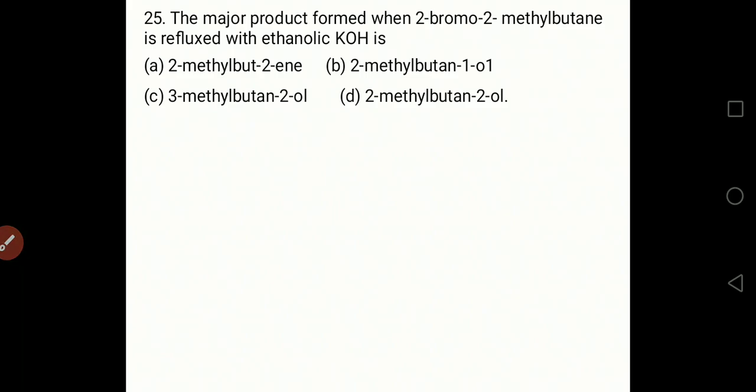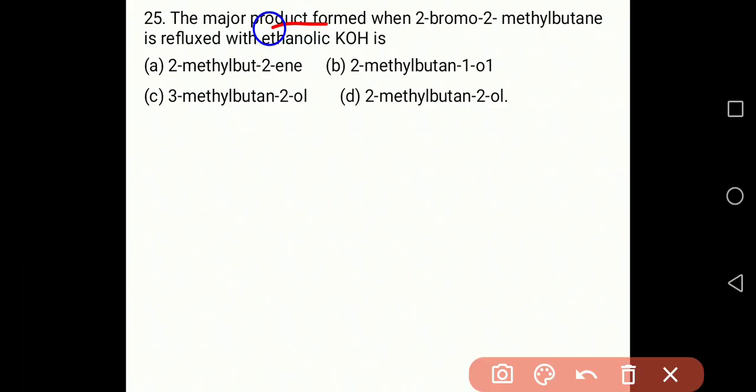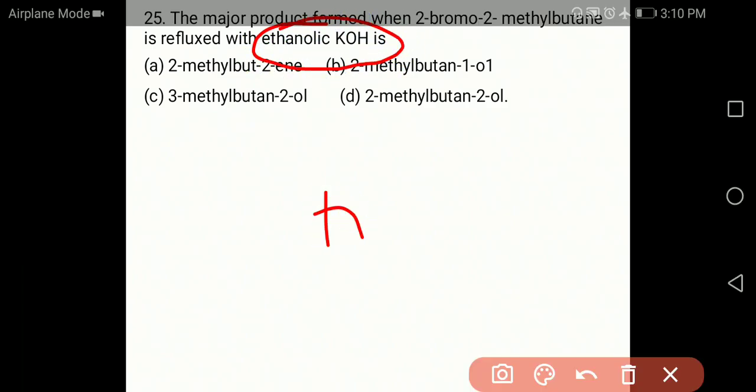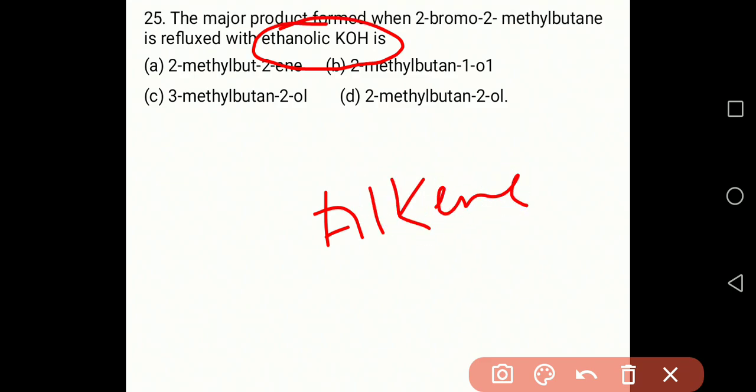25. The major product formed when 2-bromo-2-methyl-butane is refluxed with ethanolic KOH. It's a very simple question. The hint is, remember, ethanolic KOH is there. Always alkene is the product. Remember, alkene is the product. Correct? So which is alkene out of those? This is OL, this is OL, this is OL means alcohol. Option only left is A.